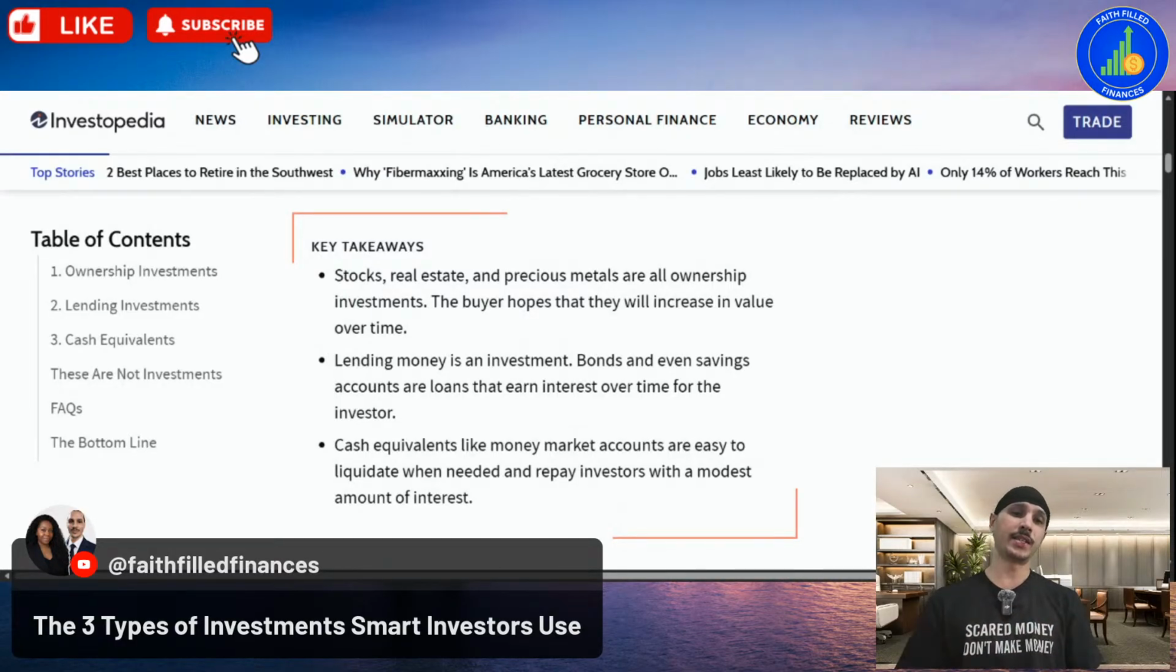Lending money is an investment. Bonds and even savings accounts are loans that earn interest over time for the investor. Cash equivalents, like money market accounts, are easy to liquidate when needed and repay investors with a modest amount of interest.